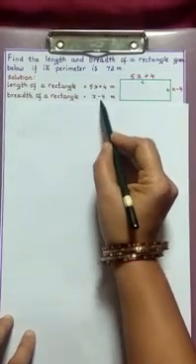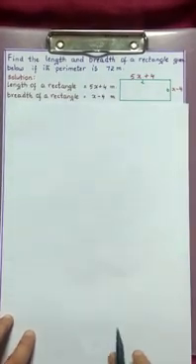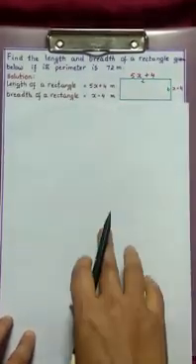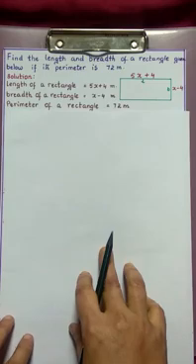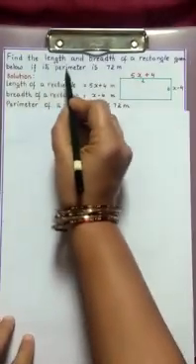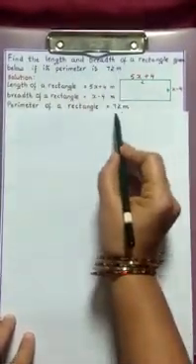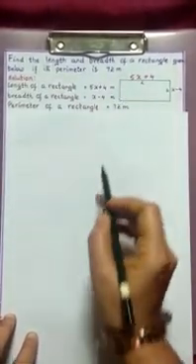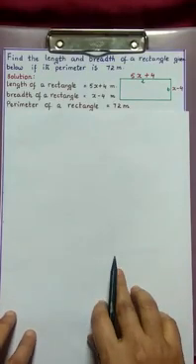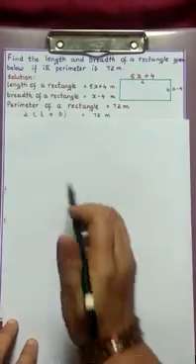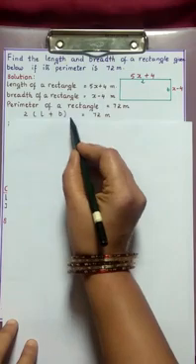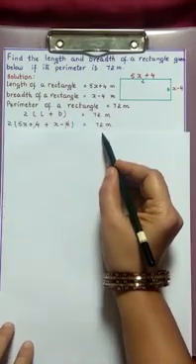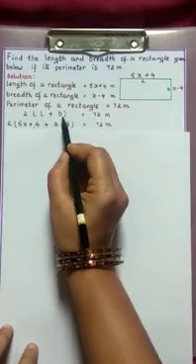Now if you observe here, length and breadth are in terms of x. Without finding x, we can't find the dimensions. So let us find what is x. Using what is given here, perimeter of a rectangle is 72 meters. Perimeter is nothing but the total length of the boundary. So as you know, perimeter of a rectangle formula is 2 into (L plus B), which is equal to 72 meters.